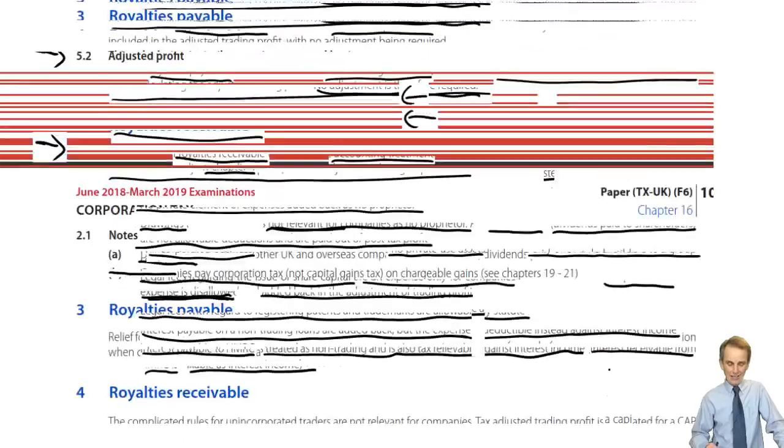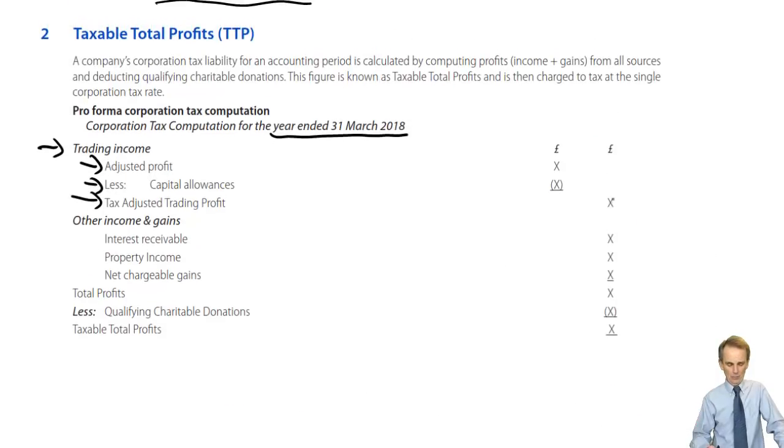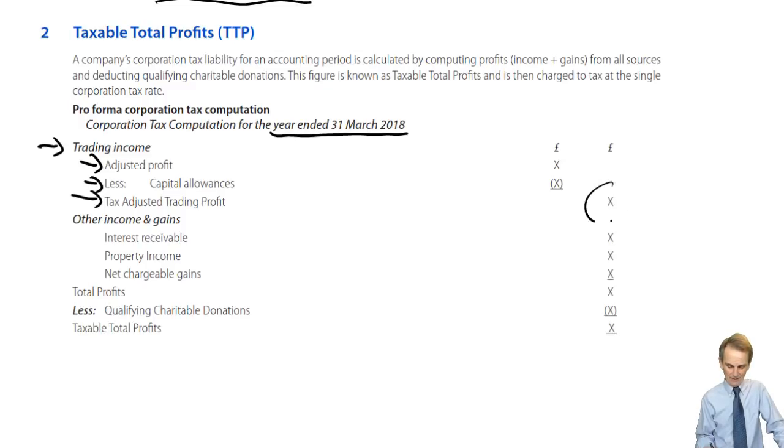Now, those are the key issues in going back to our pro forma computation in getting this key figure. Now, that could be if, say, you got your 15-mark question requiring you to prepare your corporate tax computation. That could be as many as 10 to 12 of those marks, dealing with the adjustment of profits, dealing with the capital allowances, putting together getting the tax adjusted trading profit. That said, it could be a lot less than that. Depends how many transactions you have to deal with. But we're going to have to deal with adjustment of profits and capital allowances somewhere on our exam.